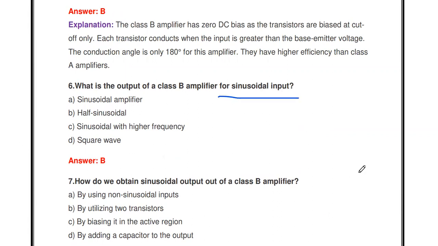Then the next one: what is the output of a class B amplifier for sinusoidal input? If you apply a sinusoidal input, what is the output of the class B amplifier? Sinusoidal, half sinusoidal, sinusoidal with a higher frequency, or square wave. We will get half sinusoidal, since the class B amplifier conducts only for one half cycle.